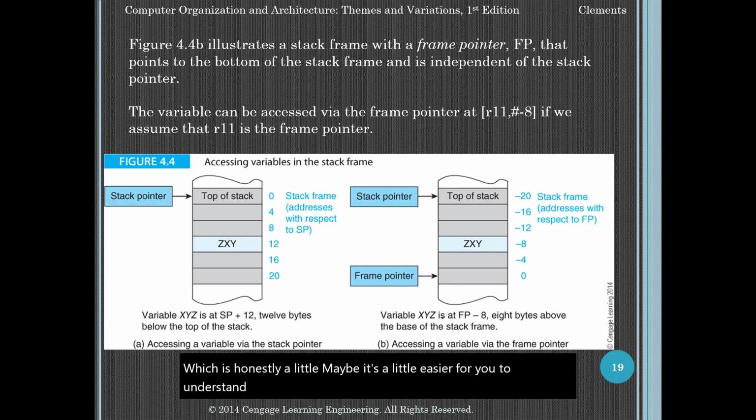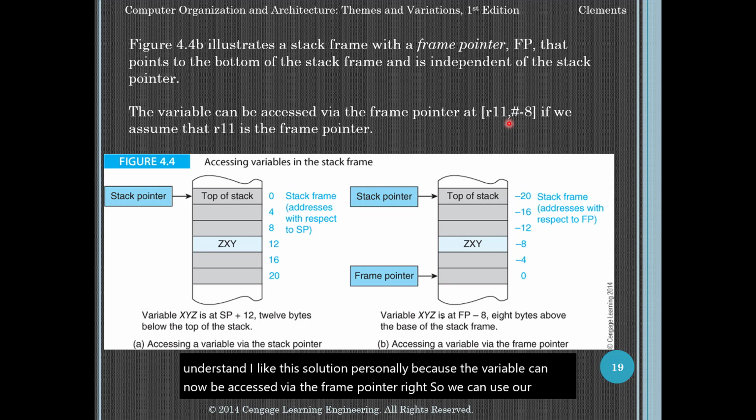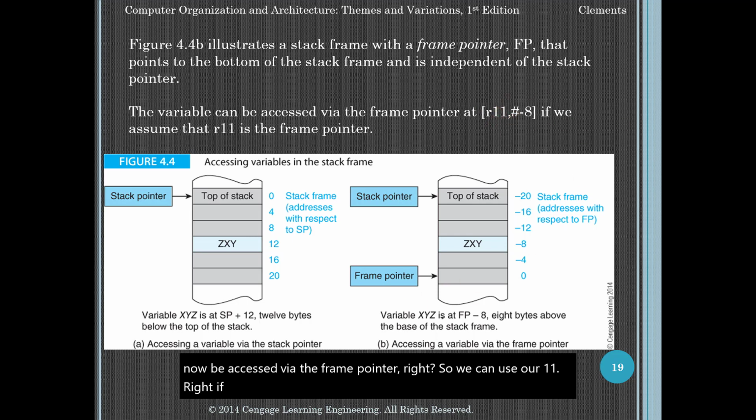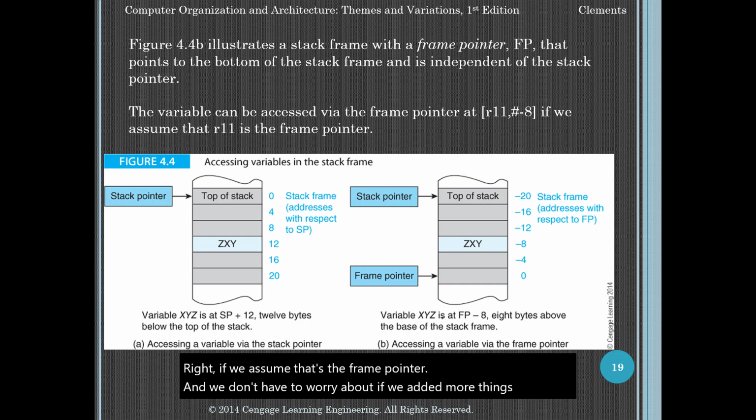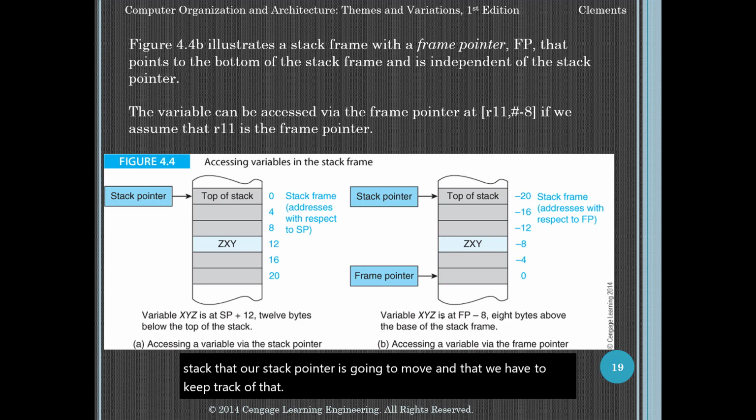I like this solution personally because the variable can now be accessed via the frame pointer, right? So we can use R11, if we assume that's the frame pointer. And we don't have to worry that if we added more things to the stack, our stack pointer is going to move and that we have to keep track of that.